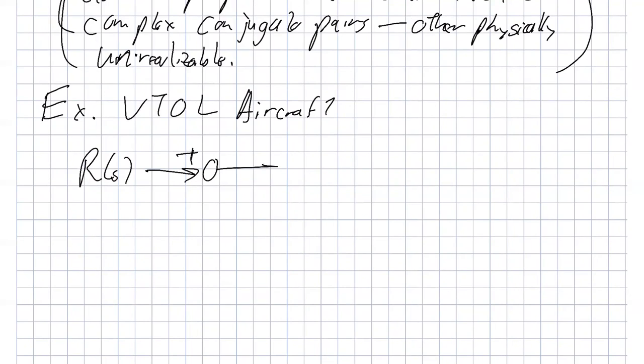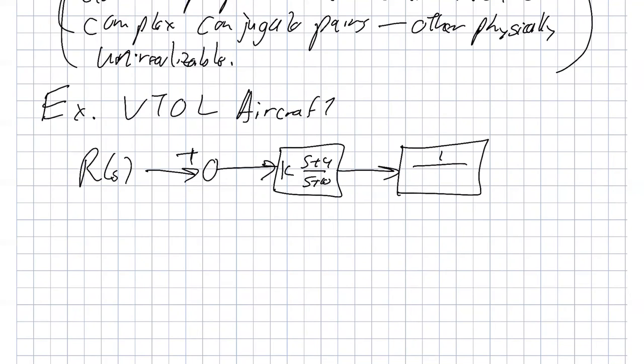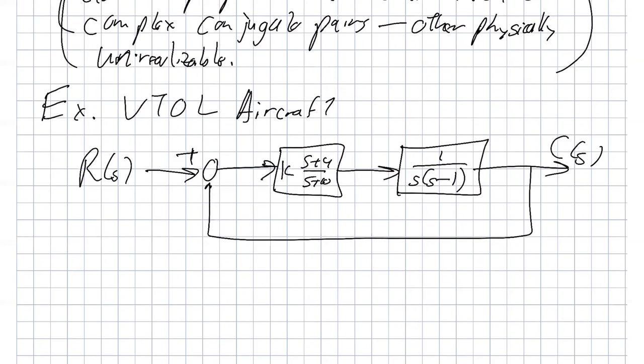I've got a plus here, and a controller, K times (s plus 4) over (s plus 10). This is a lead controller, but we'll talk about that later. It doesn't really matter at this point. And then we have the plant dynamics, which are 1 over s times (s minus 1). So notice that the open loop system is unstable. C of s is the output, and then we've got unity feedback.